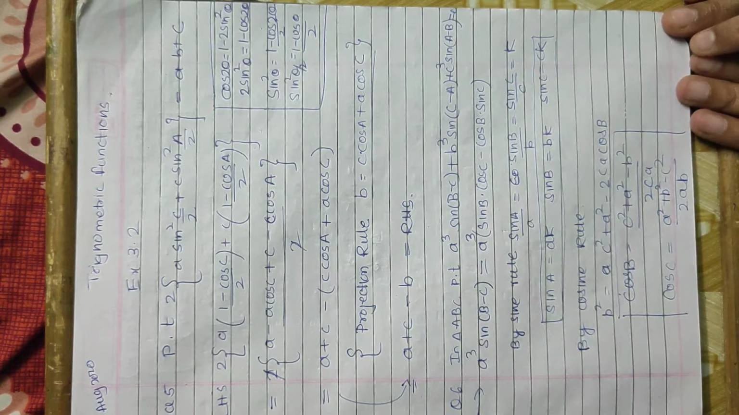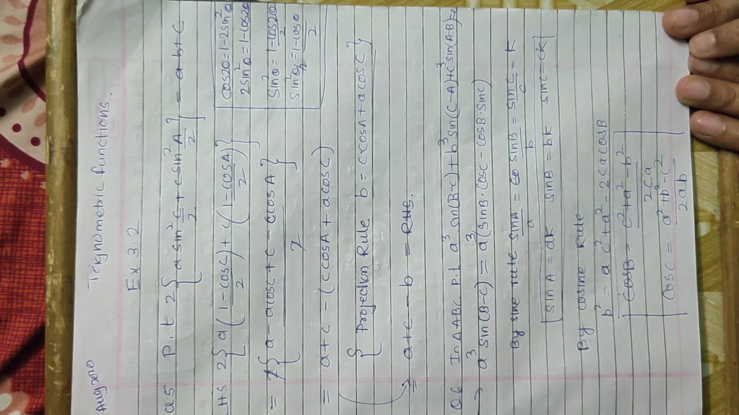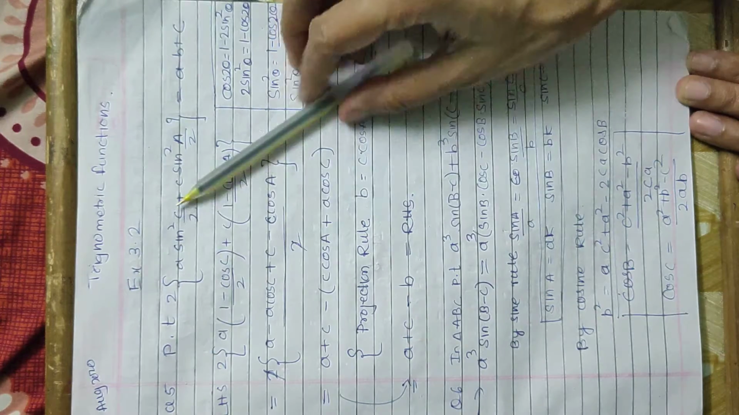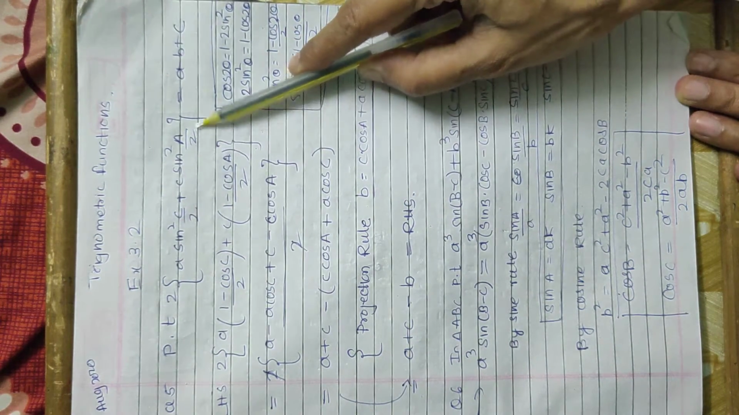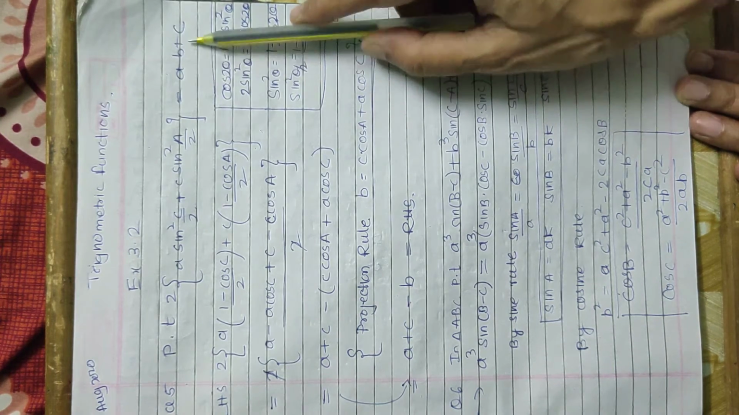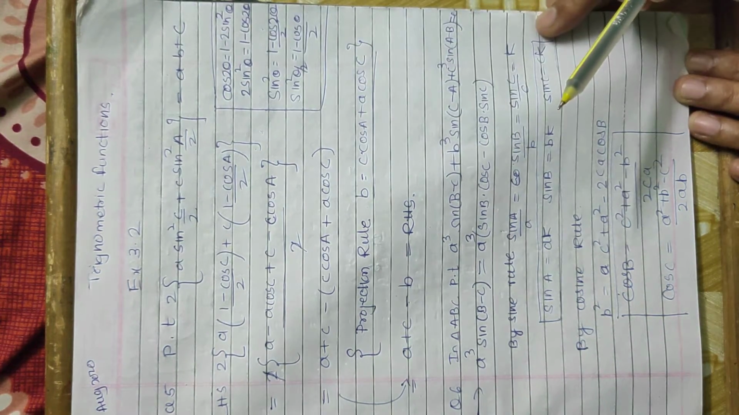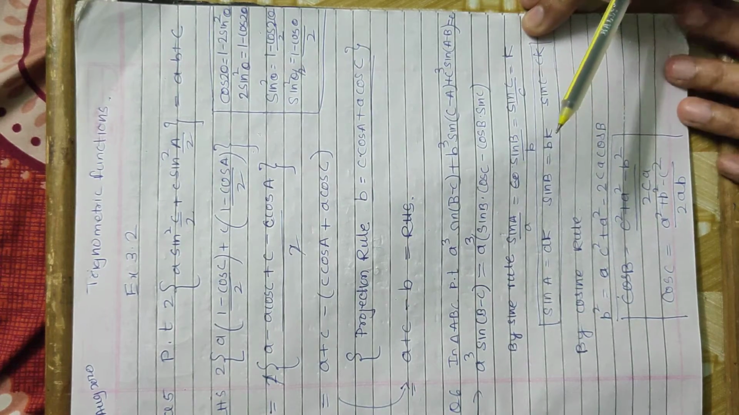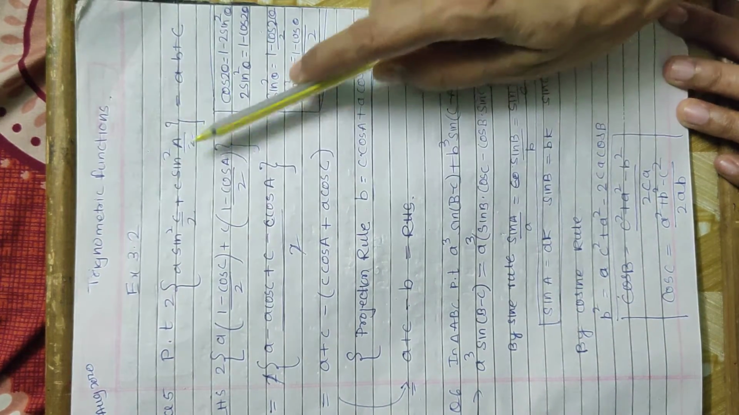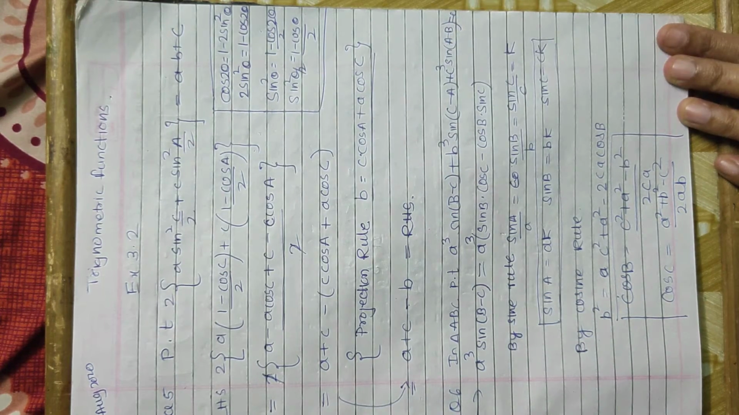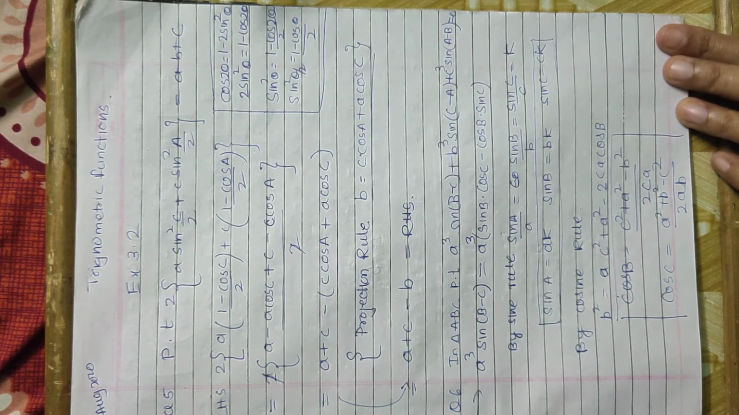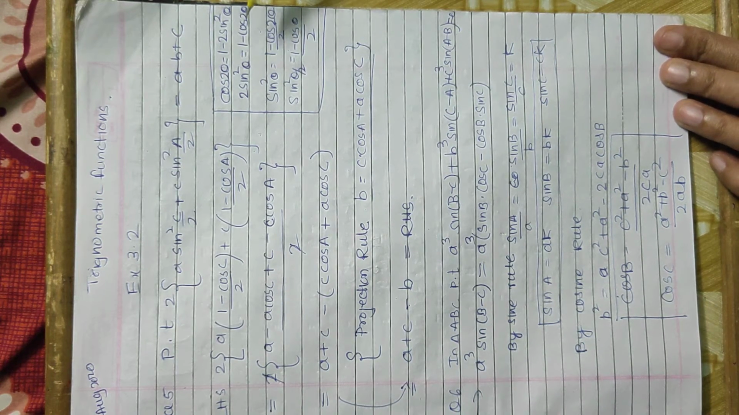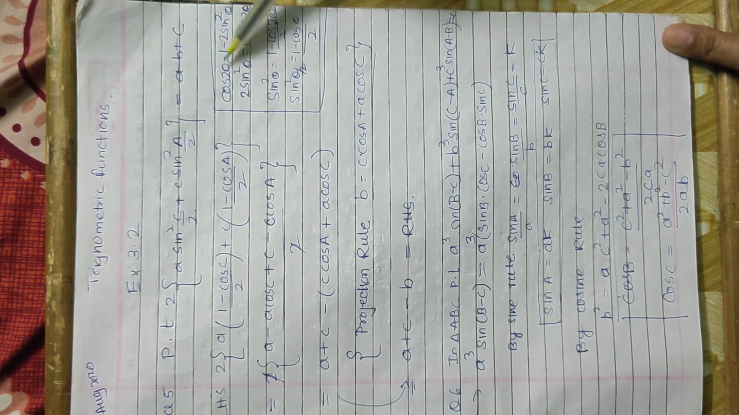Question number 5 is, with usual notations, prove that 2 into a sin square C by 2 plus c into sin square A by 2 is equal to a minus b plus c. Now first we will take the LHS. Here you have to use the sin square C by 2 formula. Now we know the formula: cos 2 theta is equal to 1 minus 2 sin square theta.